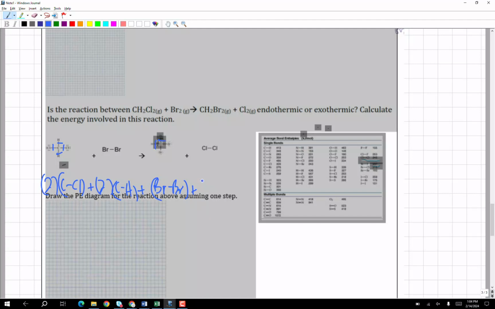Now I'm forming them, so 2 times negative C to H plus 2 times negative C to Br. Plus negative Cl to Cl. Okay, so now I just got to put those numbers in.